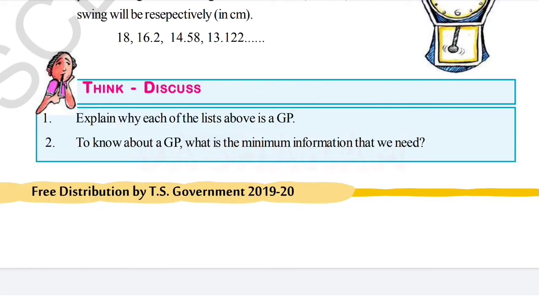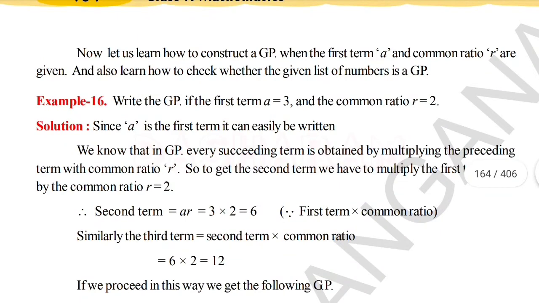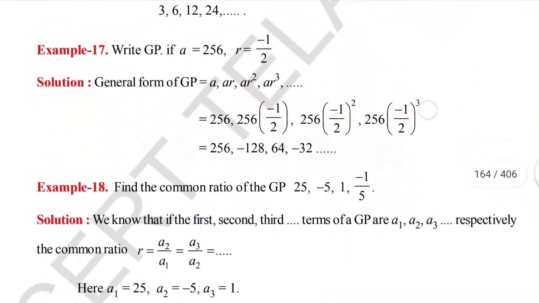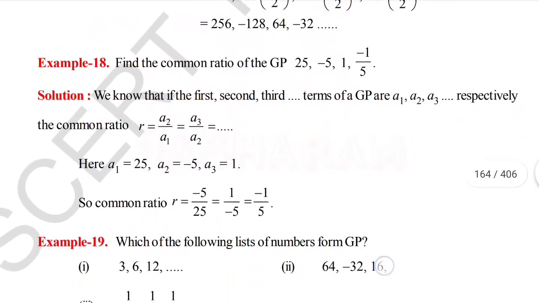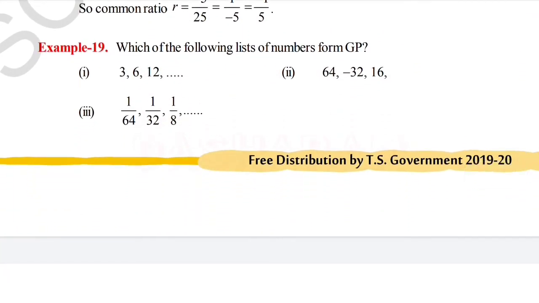After this think and discuss bit, we have example 16, then example 17, example 18, example 19. I will explain example 19. Then you will be perfect in the introduction of geometric progression. Example 19 is: which of the following lists of numbers forms a GP? Same as the previous one, but in that, which of the following are not in GP? Here, which of the following lists of the numbers forms a GP?